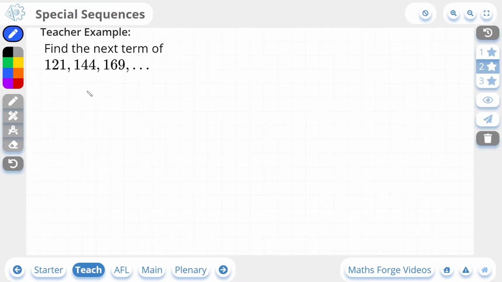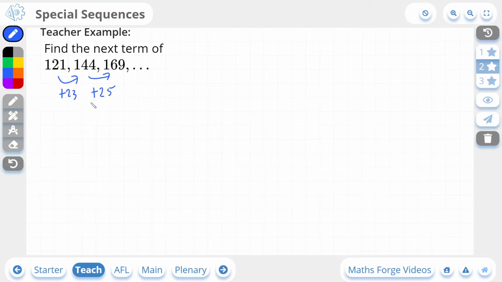We'll do another 2-star example. Here, I can see straight away that it is not the Fibonacci numbers, as if I add 121 and 144, we do not get 169. I know that it's not the cube numbers, because if I try and cube root 121, I end up with a decimal. We can check to see if it's the triangular numbers. To go from 121 to 144, we add 23. And from 144 to 169, we add 25.